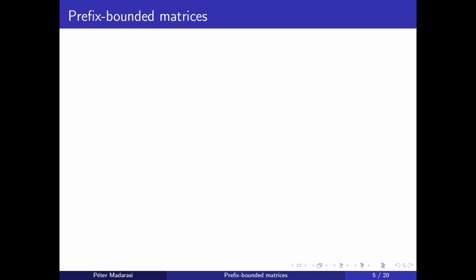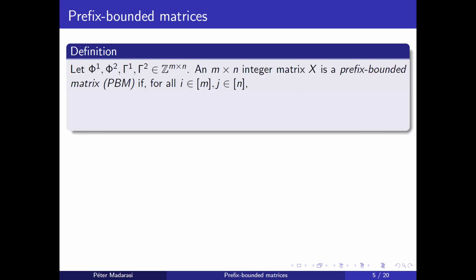And this immediately led us to the introduction of our key notion, prefix bounded matrices, which are defined as follows. We are given 4 matrices. Each of them is of dimension m by n, and their entries are all integers. And we say that an m by n integer matrix X is a prefix bounded matrix, or PBM for short, if for every row index i and for every column index j, we have the following properties. The j-th prefix sum of row i must fall between φ1ij and γ1ij.